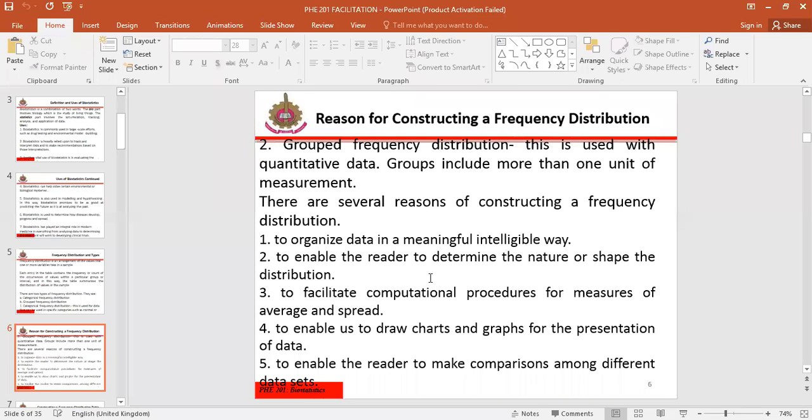Another one is that it enables the reader to determine the nature or the shape of the distribution. Another one is that it facilitates computational procedures for measures of average and spread. Also, it can be used to draw charts and graphs for the presentation of data. And last but not the least, it can be used to enable the reader to make comparison among different data sets.